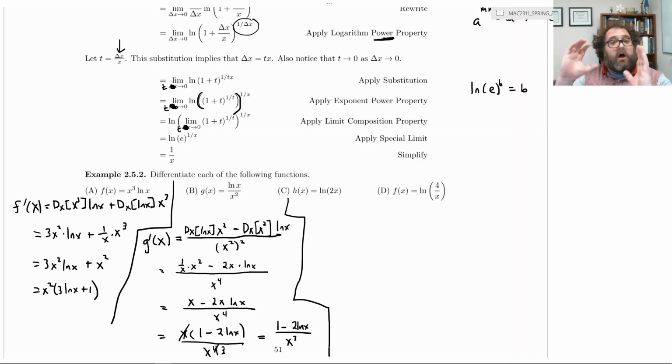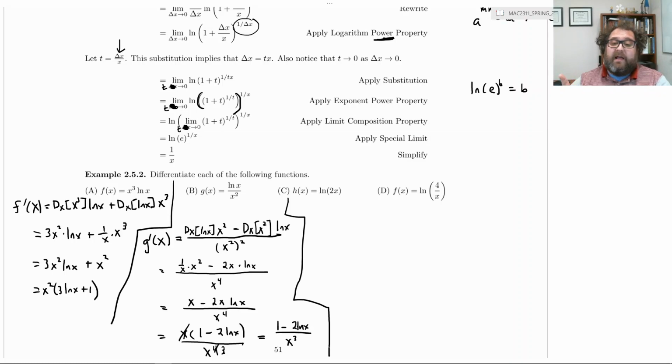Natural log of 2x has an inside function that's not just a plain x. It's a composite function. Natural log of 4 over x, it's composite. The inside function is not just a plain x. All the functions we've worked with so far have been non-composite. Now here's the thing. In general, for a composite function, you need something called the chain rule. But we have not done the chain rule yet. That's why we haven't done composite functions.